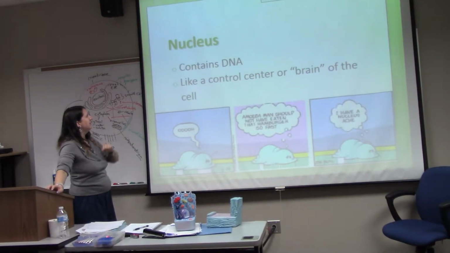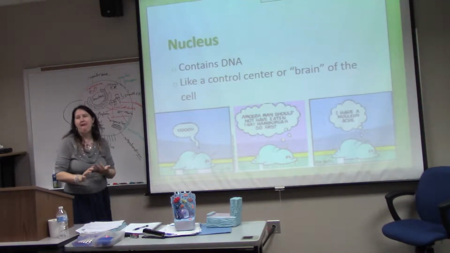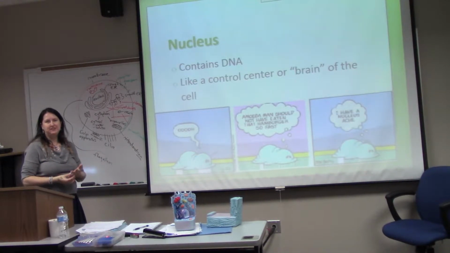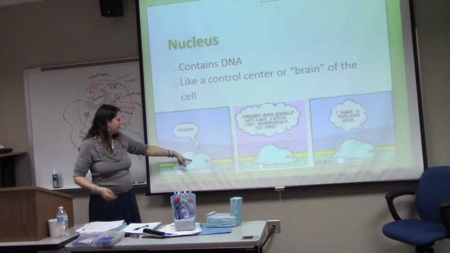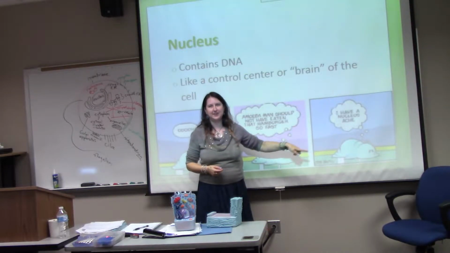Our last thing is to look at the structure of the nucleus. Because the nucleus has the DNA, which is all the instructions for what the cell needs to do, it's often described as a control center or brain of the cell. This is Garfield under a blanket pretending to be an amoeba and saying, I have a nucleus egg.